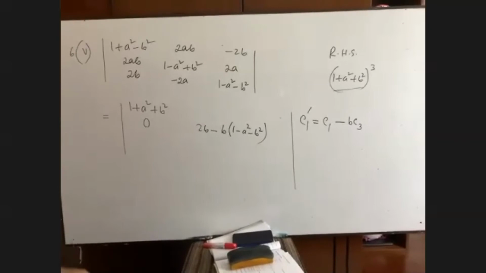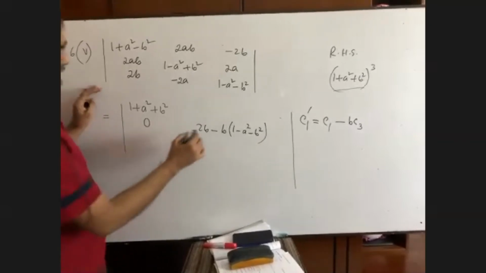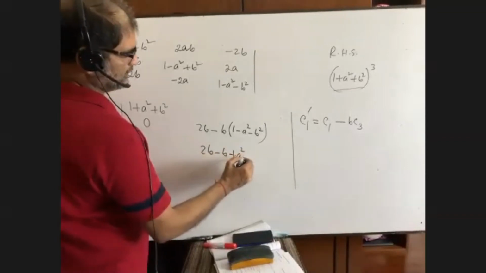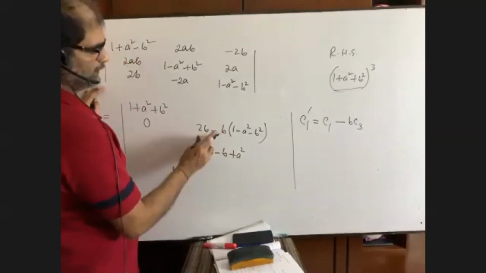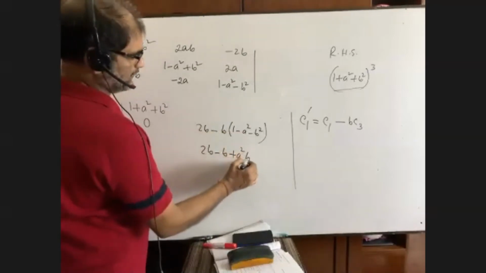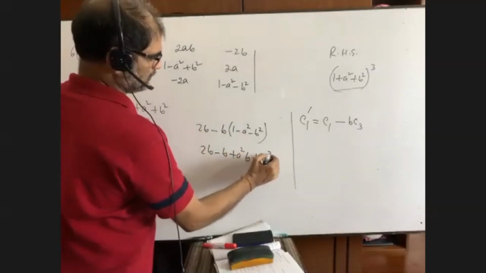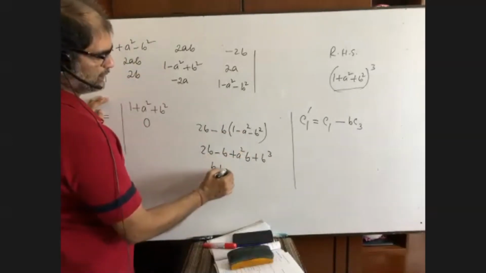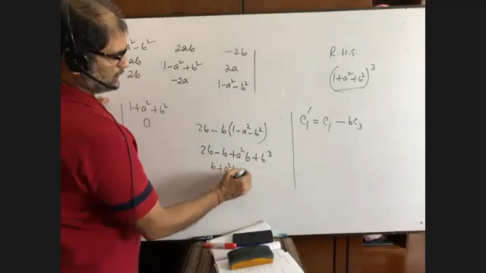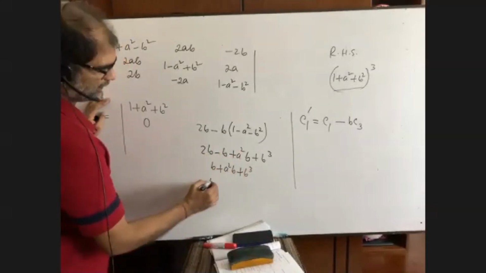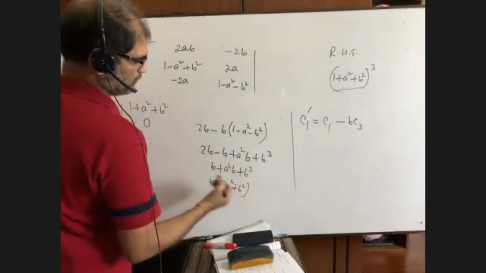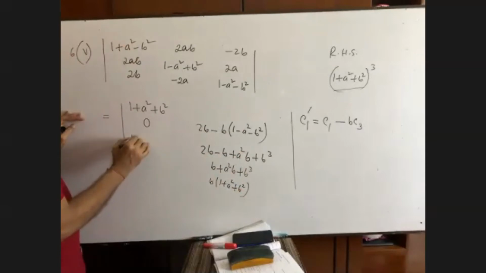I am going to write it here. So 2b minus b plus a square, 2b minus b plus a square b, minus minus plus b cube. That means we are getting here only b plus a square b plus b cube. That means we are getting here b into 1 plus a square plus b square. Have you seen? We are always getting this b into 1 plus a square plus b square.